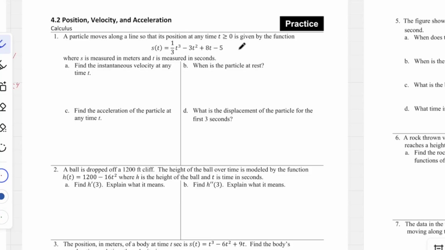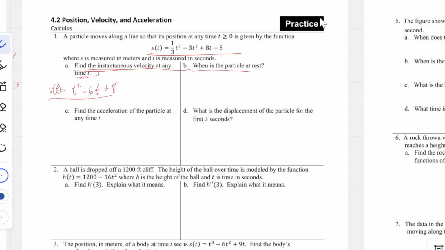Particle moves along a line, so that's position. Instead of x, they're using s this time. The instantaneous velocity, so you take the derivative: t squared minus 6t plus 8. The answer is not a number, it's a function, because they didn't give us a time. But if they said at time equals 1, then we would plug 1 in and get a number.